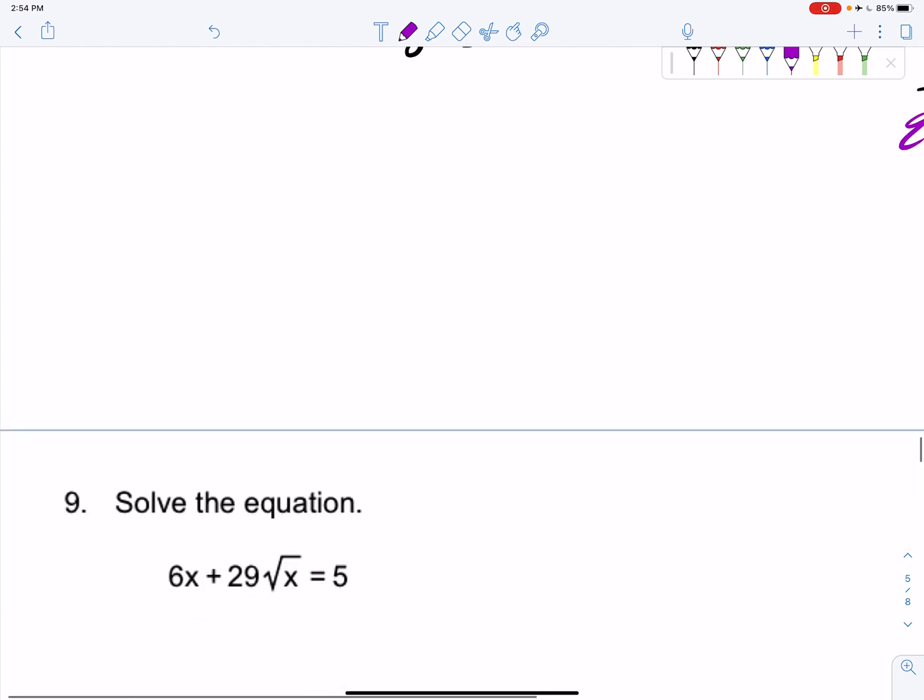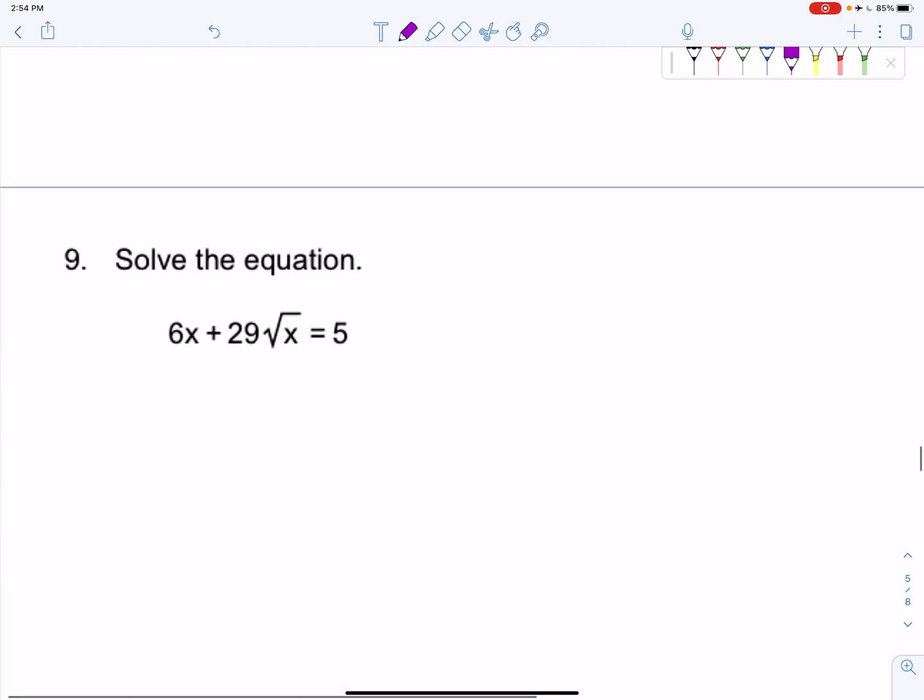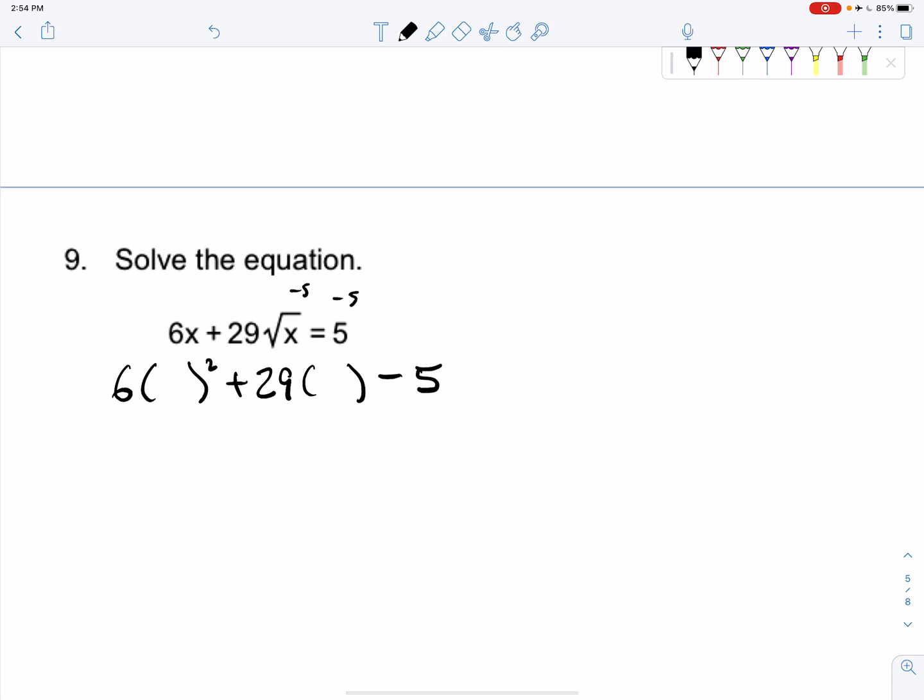All right, next problem, and this looks very similar because of the setup. Once again, the philosophy is, can I rewrite this as a quadratic? Something with 6 times a variable to the second power plus 29 times the variable to the first power. I'm going to subtract 5 just to put it in standard form. As I said before, the key here is to take a look at this term, and that pretty much tells you your u sub.